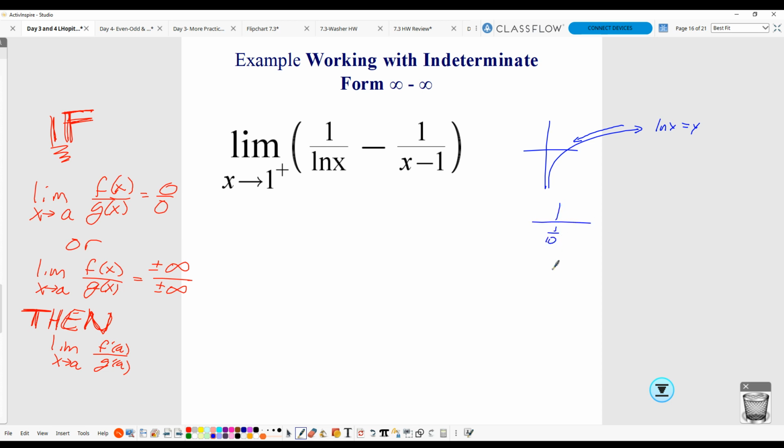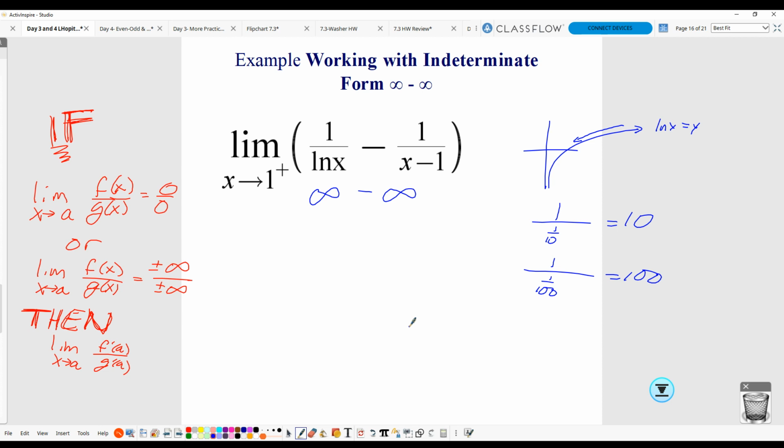1 over 1/10, 1 over 100th. The denominator's getting infinitely small, which means the reciprocal of it is becoming infinity. And then this one, x from the right, minus 1: 1.1 minus 1 is 1/10, 1.01 minus 1 is 100th under here. So it is also getting bigger. So this is infinity minus infinity.